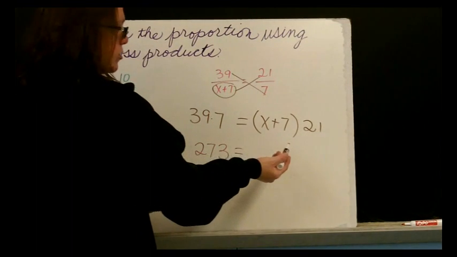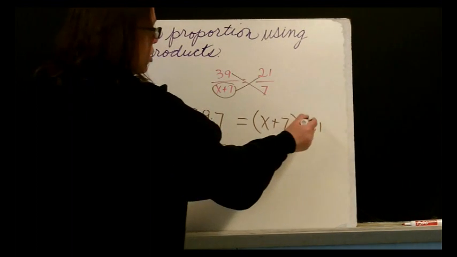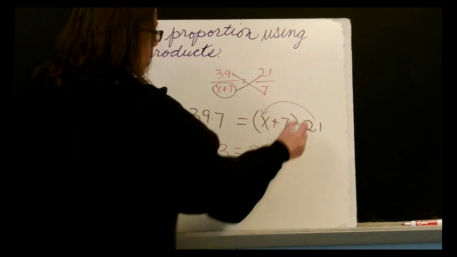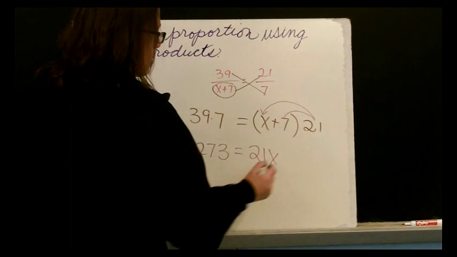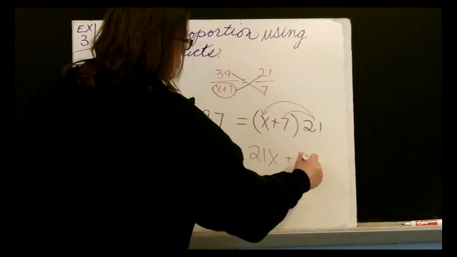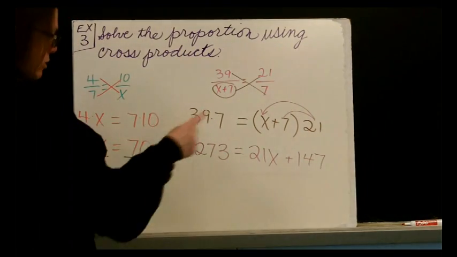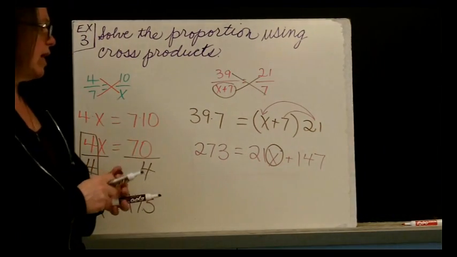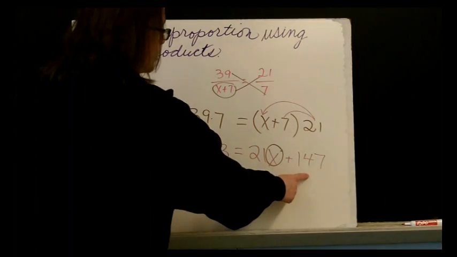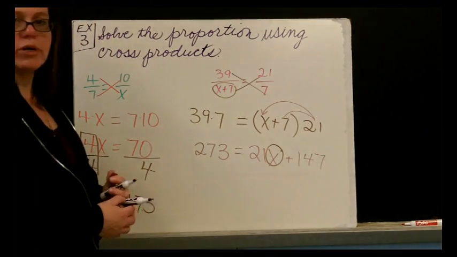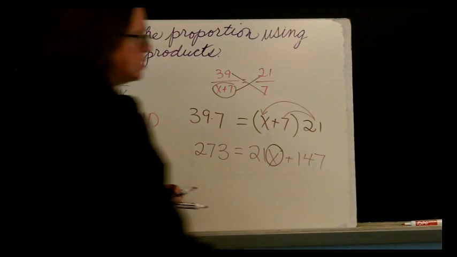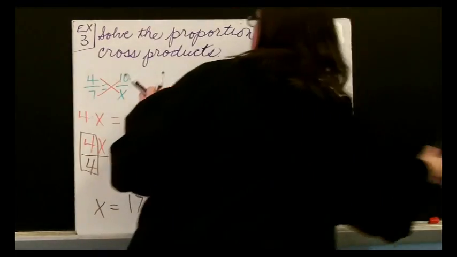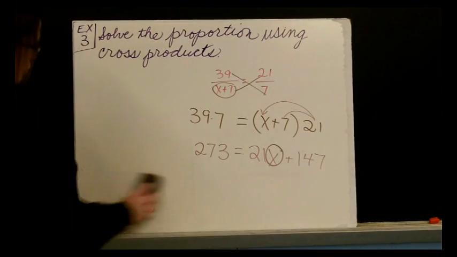Now here what we have to do is apply the distributive property. 21 times x is 21x, and 21 times 7 is a positive 147. And what we want to do, remember, is we are going to isolate this x. What's happening with the x? Well, it has a constant, 147, and it has a coefficient, 21. So what we're going to do first is negate the constant by putting negative 147 on both sides. Here, let me erase this and clean it up a little bit. That way we have more room.